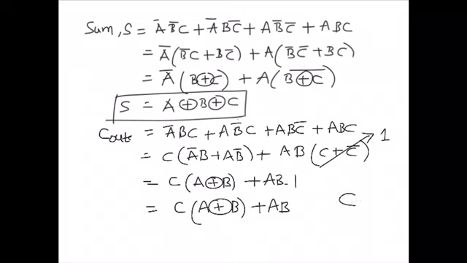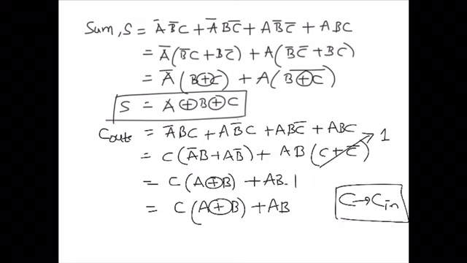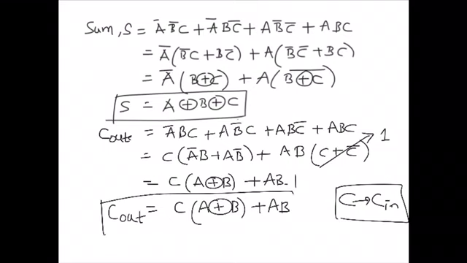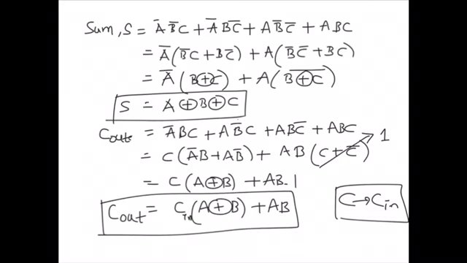Here C is nothing but the C in of the input. C is nothing but the C in that we come across in the truth table of the full adder. I have taken just C here instead of C in. So C out, the final expression of the full adder, will be C in into A exclusive B plus A B.